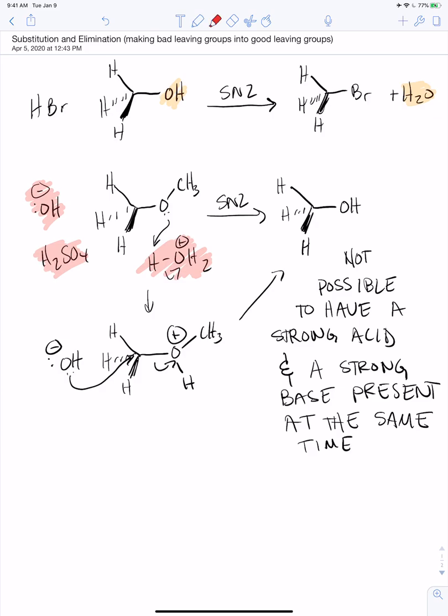So this doesn't work because you won't have any OH minus left. All of your OH minus is going to react with your acid, the sulfuric acid, and then you're not going to have a good nucleophile anymore. What you're going to have instead is a lot of water and some H3O plus. And water is not a good enough nucleophile to do this reaction. Okay? So this does not work.